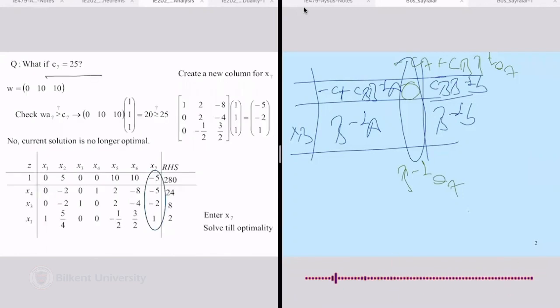So what happens if I produce a new variable, A7 with 1, 1, 1 and C7 25? All right, you do this, you check. The current solution is no longer optimal, right? So you have to do B inverse A7, put it in here. This is B inverse A7. This is minus C plus CB B inverse A7. It is negative. So X7 will enter. You do the ratio test. X1 will leave. And then you apply your normal simplex iteration. So adding a new variable, if row 0 coefficient remains positive, nothing changes. If not, apply primal simplex.